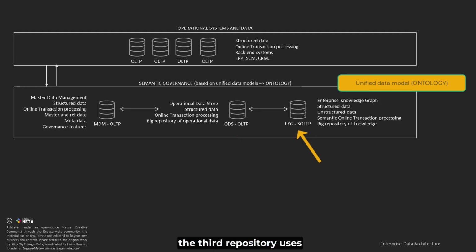Lastly, the third repository uses knowledge graph technology. You know that the MDM and ODS are based on a predefined data model, even if a no-schema solution is used. But this is not the case with the enterprise knowledge graph, also known as EKG.